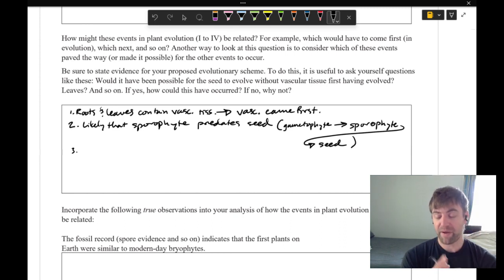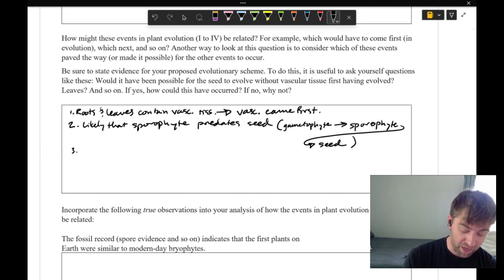We can look at this combined and also say that because of how energetically expensive seeds are, vasculature likely had to come first to really increase the metabolism of these plants to make that possible.